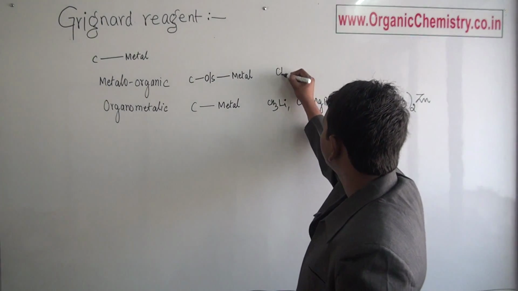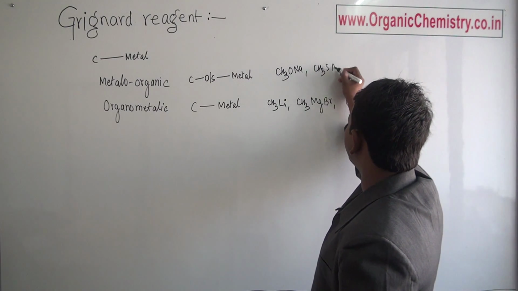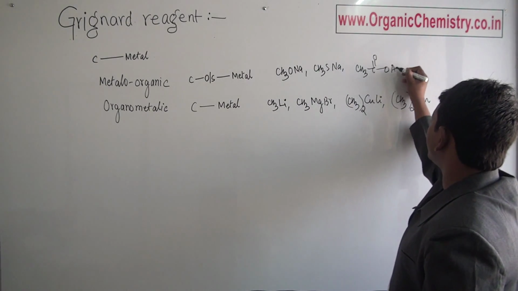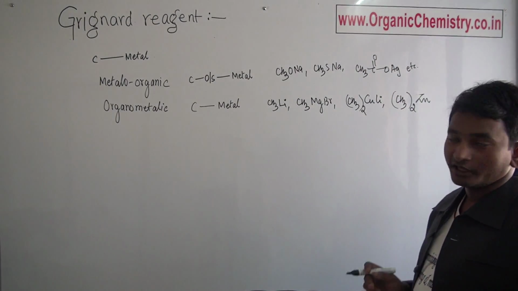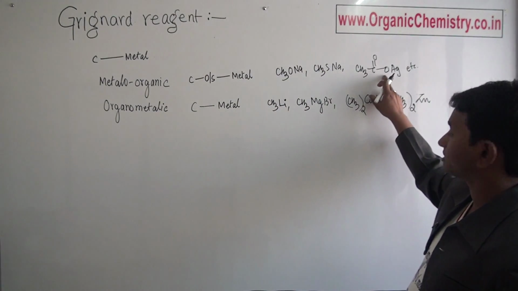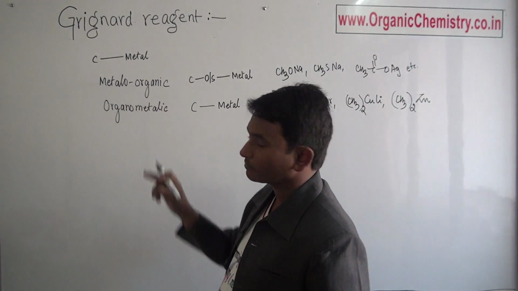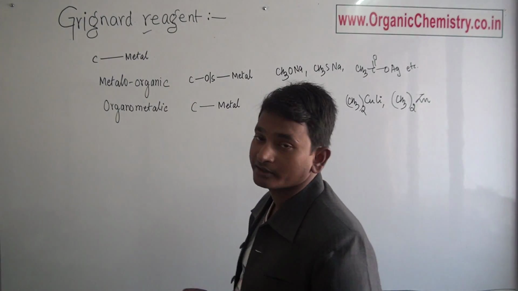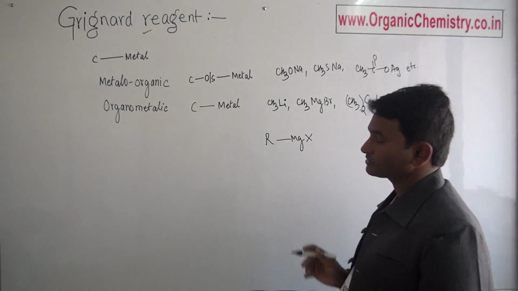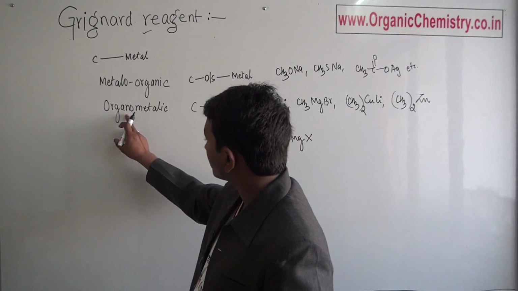But CH3ONa, CH3SNa, CH3COONa, etc. are organic in nature, but here oxygen or sulfur is directly attached with metal. So these types of compounds are called metallo-organic compounds. Grignard reagent is commonly written as RMgX. That is, carbon is directly attached with metal, so it is an example of an organometallic compound.